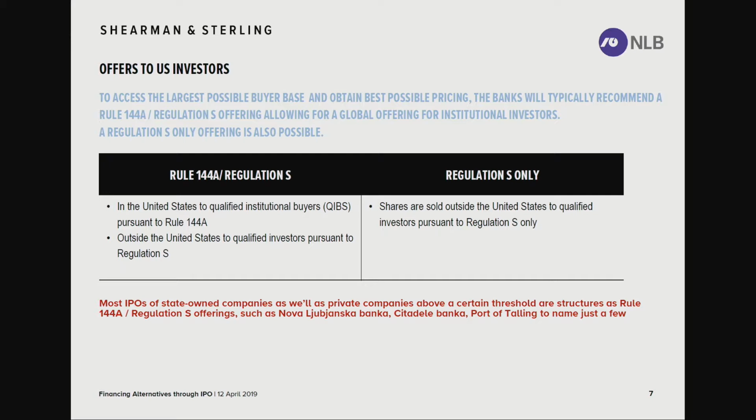The biggest transactions from CEE, including NLB, the planned IPO of Citadele Banka, Port of Tallinn, were structured as Rule 144A transactions. And of course, the question that we always get is, what does it mean in practical terms? How does it translate into how you draft the prospectus and how you structure the offering?